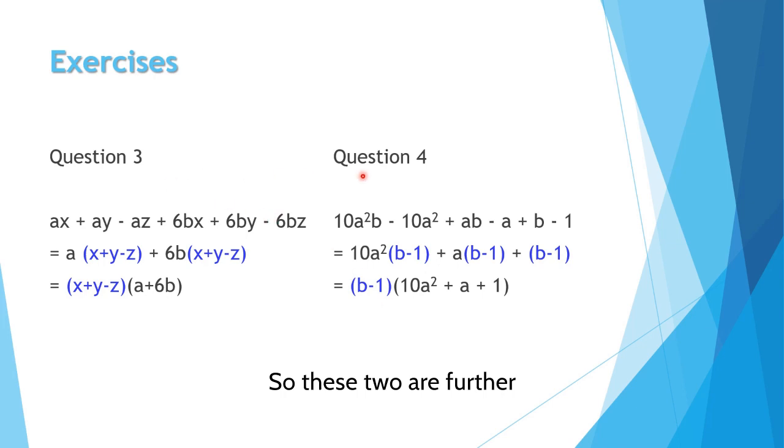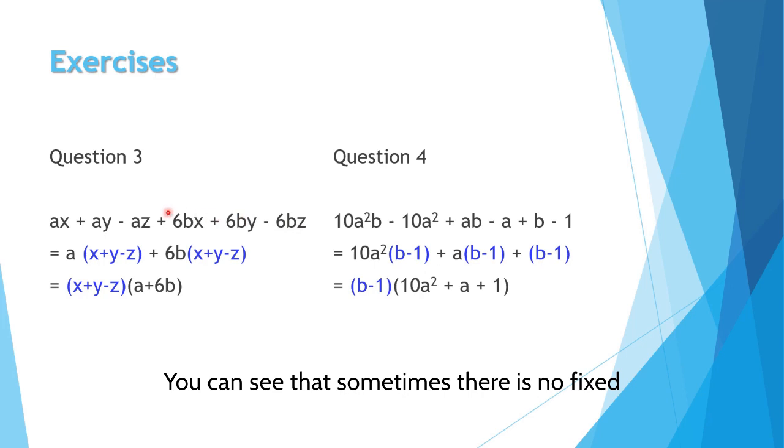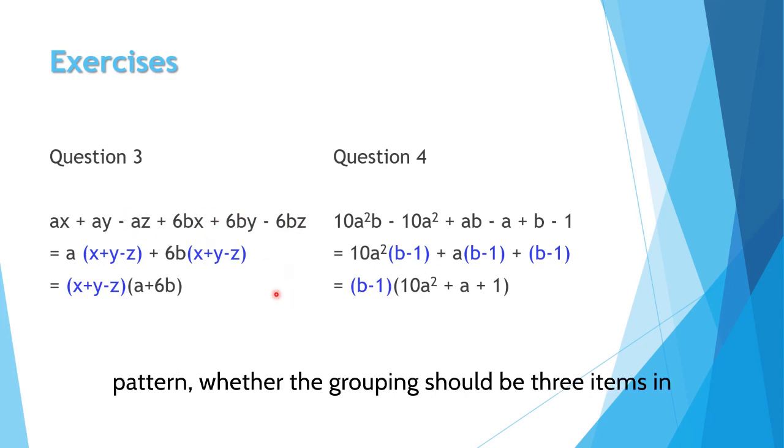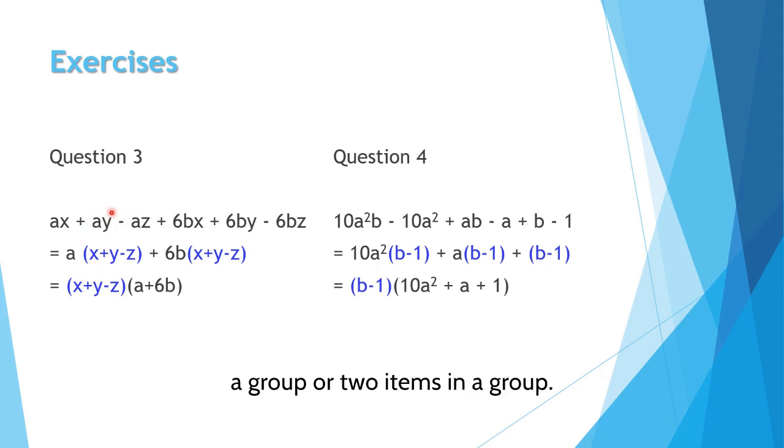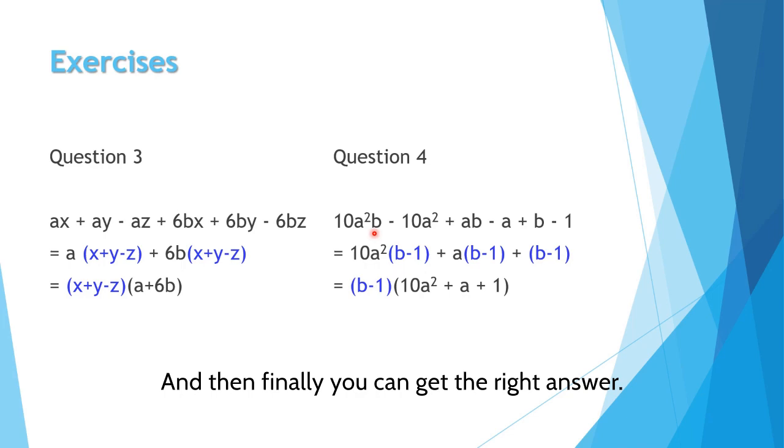So these two are further examples or exercises about grouping. You can see that sometimes there is no fixed pattern whether the grouping should be 3 items in a group or 2 items in a group. You can just try by your sense or mental calculation or trial and error by writing it out, and then finally you can get the right answer.